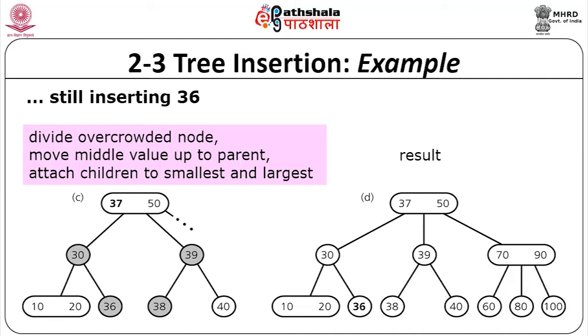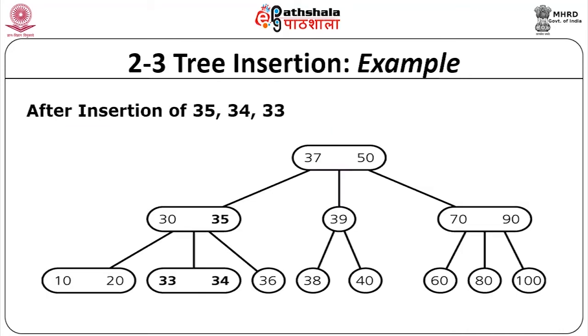So, now look at what has happened. 36 has been attached to 30, 38 has been attached to 39, and this is the overall scenario where we have 10, 20, 36, 38, 40, 60, 80 and so on. So, now you have 2 levels of splitting. One, you split the leaf and then you split the parent till you reach the root, may be the root or may not be the root, but some node where you had only one value. So, you are able to accommodate by 37. So, that is the insertion of 36 into this 2-3 tree.